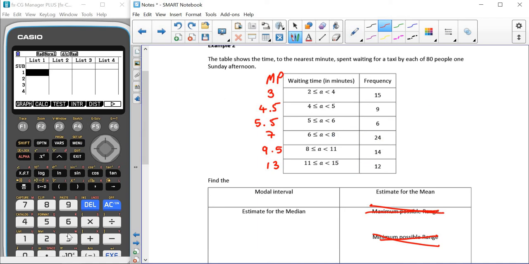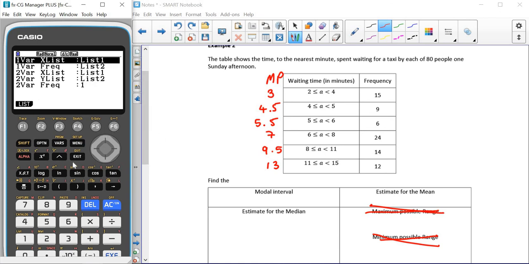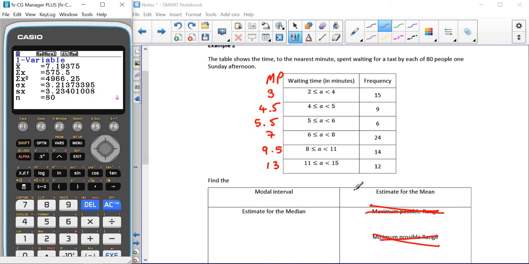So then we're going to type those into the list 1 in our calculator. So that's 3, 4.5, 5.5, 7, 9.5, and 13. Into list 2, we're going to type our frequencies. That's 15, 9, 6, 24, 14, and 12. Then we need to go into calc, check that our set says list 1, list 2, and go into one variable.